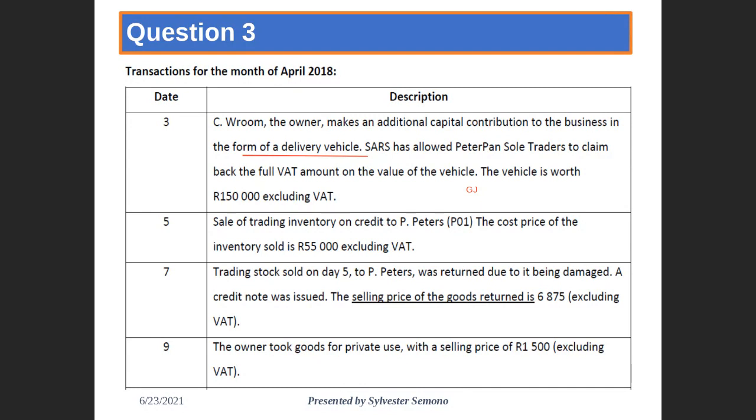Let's try on the 5th. Sale of trading inventory on credit. Please, this one I think must be simple. Where do we go? Please, I want you to write on the chat there. I want to see on the 5th, where are we going to record this? CJ, please support. Thank you so much. I want others, guys. I want everyone to contribute first, please. I will wait for some of you to do that.